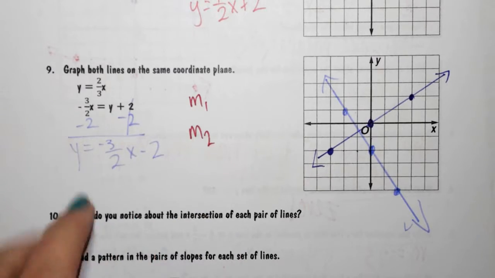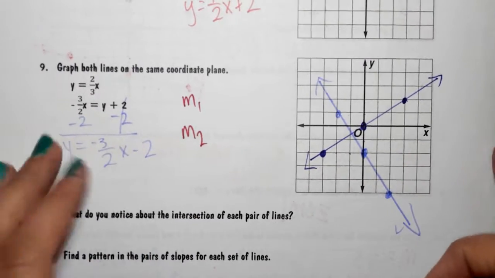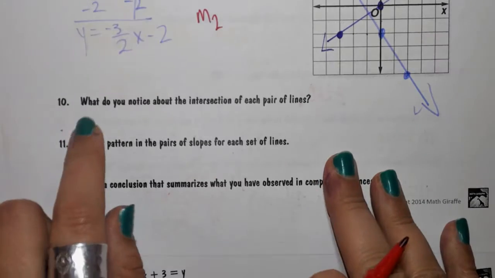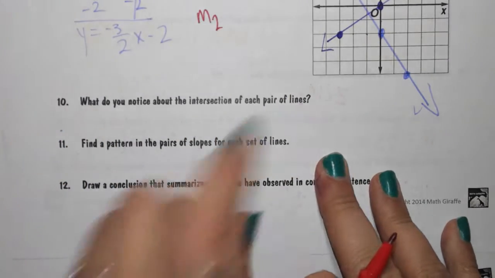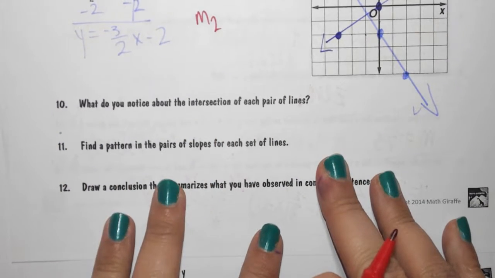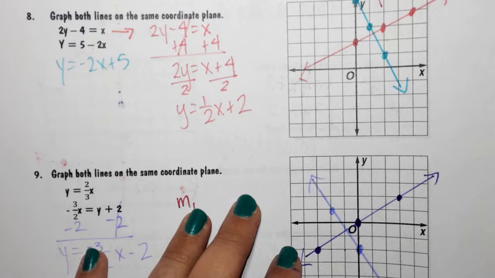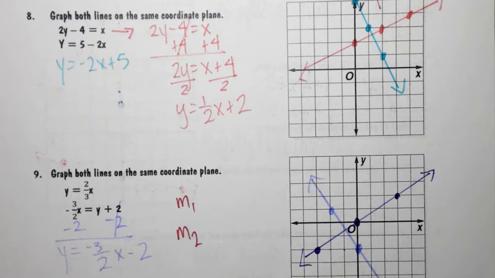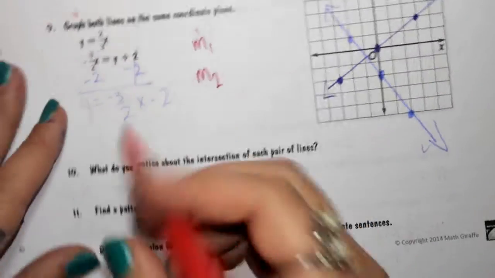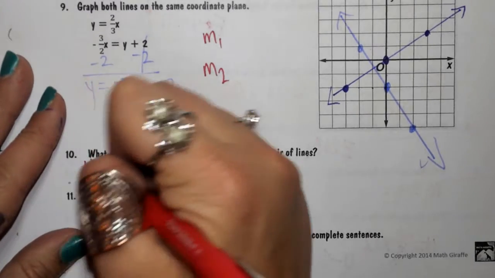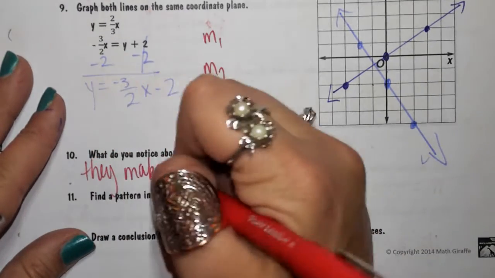All right, so now, what do you notice about the intersection? Let's look at number 10. What do you notice about the intersection of each pair of lines? They cross. Do they cross a specific way? Yeah, they make an X, right? Or a T? No, that's good. So you could put that they make an X, they make a T. Let's write that.